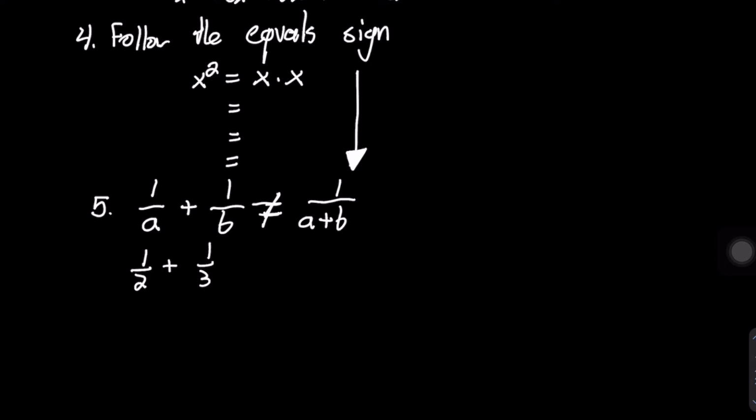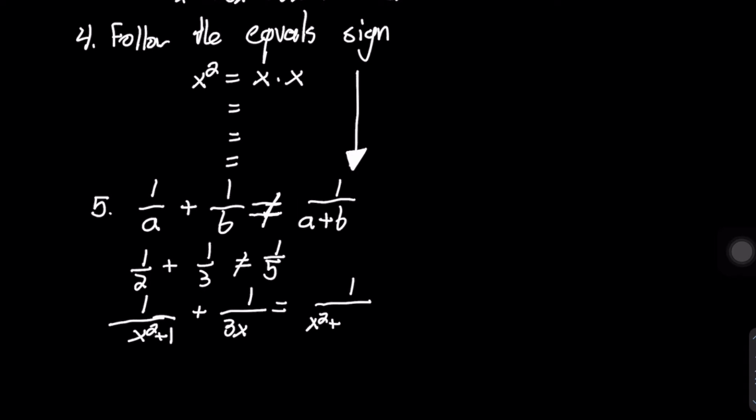So that's a mistake that a lot of people make, including myself. And you can just think about it in terms of normal numbers. So a half plus a third is obviously not going to be a fifth, but this mistake is more hidden when you have 1 over x squared plus 1 plus 1 over 3x. It's not equal. It's tempting to think that it might be equal to x squared plus 3x plus 1, but in reality, this is not the case. And you can always just go back to the example of numbers and see that a half plus a third is clearly not a fifth.